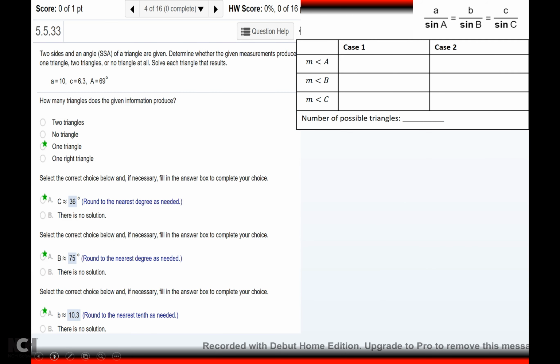Alright, it says two sides and an angle, SSA, of a triangle are given. Determine whether the given measurements produce one, two, or none, and then solve each triangle that results. So, they give me the measure of angle A is 69.